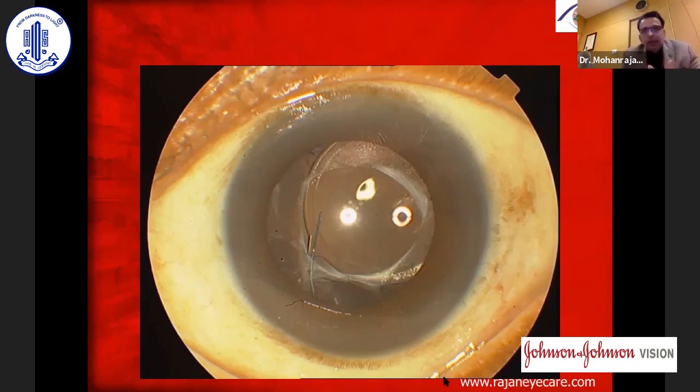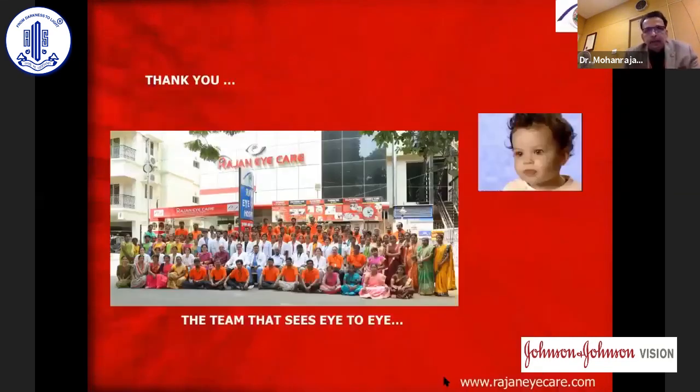So this is one important message I want to give, because the maximum rotation occurs within the first 2 hours, and it is important that you see the patient at the end of 2 hours, and not discharge the patient like other patients, whom you discharge after 10 minutes. Here I keep them for a couple of hours, see them on the slit lamp, and confirm the axis before we discharge.